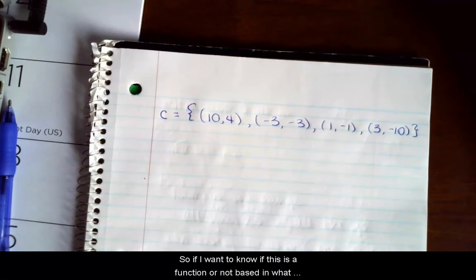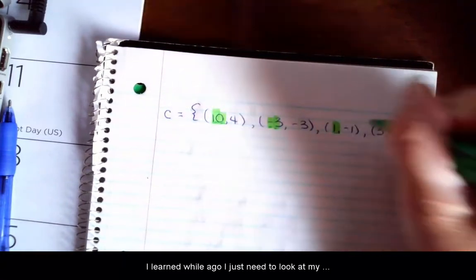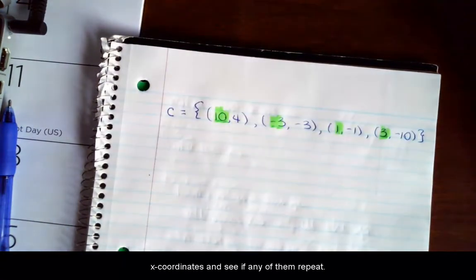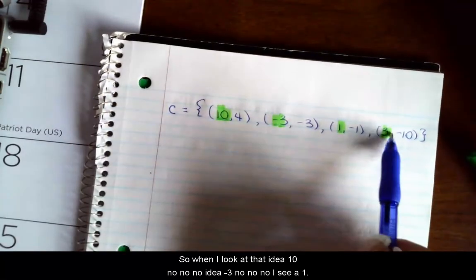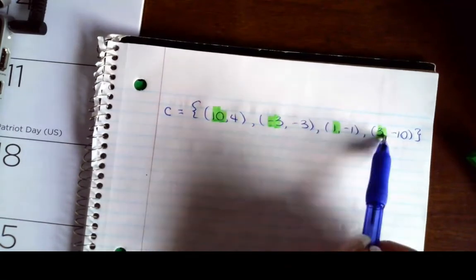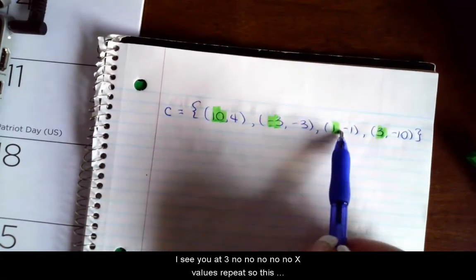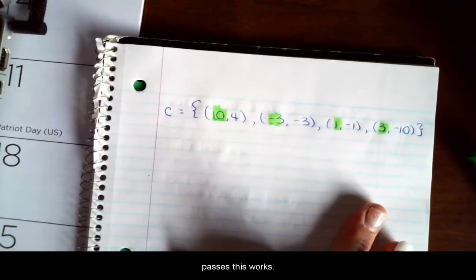So if I want to know if this is a function or not, based on what I learned a while ago, I just need to look at my x coordinates and see if any of them repeat. So when I look at this, I see a 10, no. I see a -3, no. I see a 1, no. I see a 3, no. So no x values repeat, so this passes, this works.